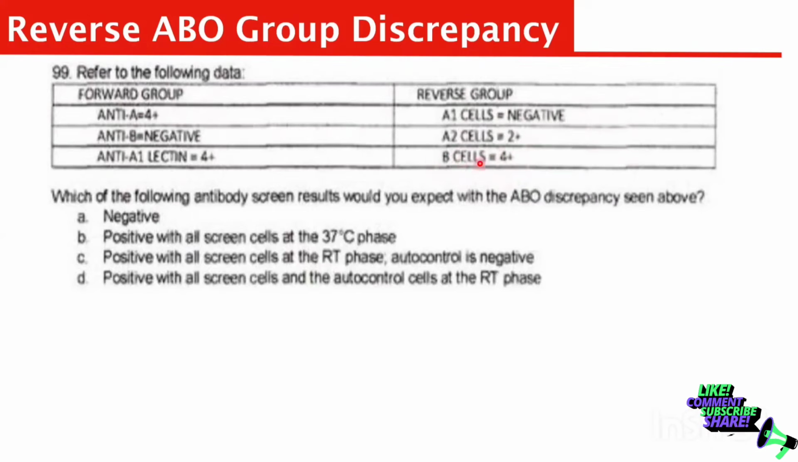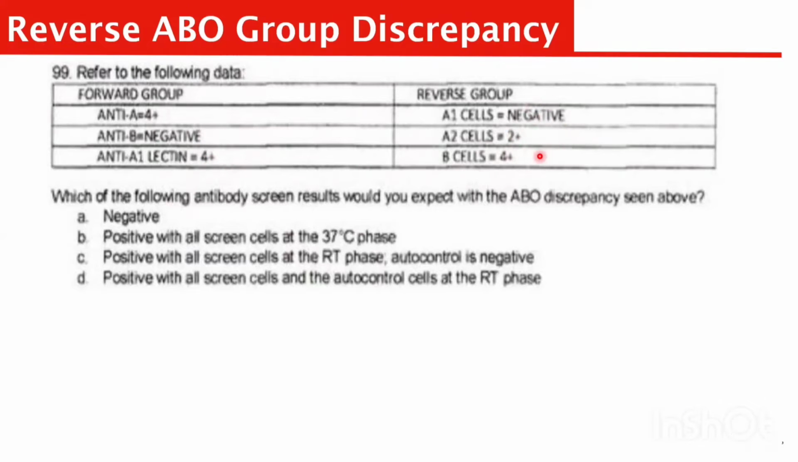Because it does have antibody B and it is a strong reaction, it is important to note that this is agreeing that this person is what? Blood group A1. It doesn't have the antibody A1, but it does have antibody B. So it's agreeing that it is blood group A1. However, there's a discrepancy. The discrepancy here is the fact that the A2 cells is positive. Why? It shouldn't be positive ideally, because this person, from what we can see here, is A1.